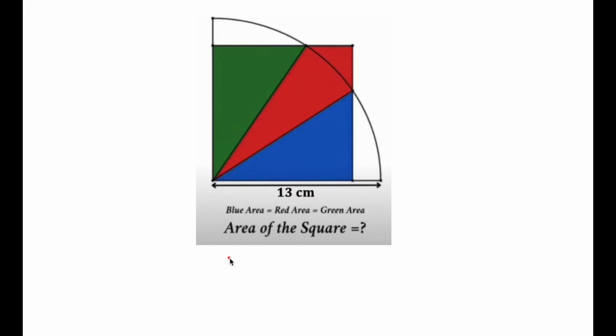Alright, so in this video, I'm going to try to find the area of this square right here, which is in green, red, and blue. We are given that this entire side length right here is 13 centimeters, including the side length of the square plus this part right here. We are also given that the blue area is equal to the red area, and so is it equal to the green area. So all three of these areas are equal to each other.